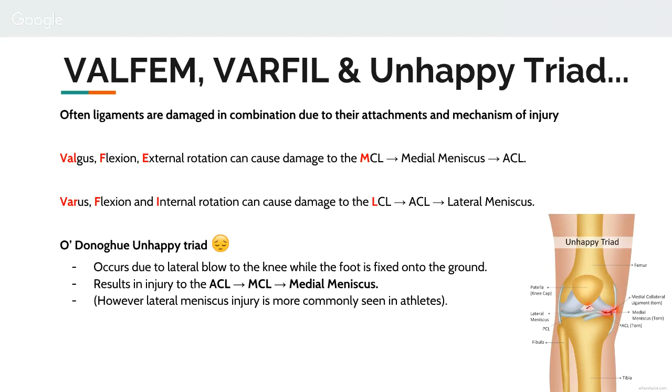So your valgus is associated with flexion and external rotation, which can cause damage to, basically an unhappy triad, but almost in reverse. And your varus is to do with flexion and internal rotation this time, and that's LCL, ACL, and lateral meniscus. And you've got your O'Donoghue unhappy triad as well. We discussed that. More commonly seen in athletes.